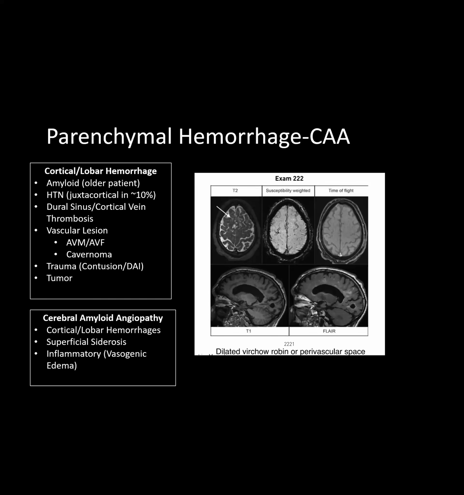This is another example of the same thing from your prior right exam. This person has areas of hemosiderin deposition in the sulci, superficial siderosis. So I'm guessing this is probably a CAA case. These bright dots over here, these fluid filled spaces, are Virchow-Robin spaces.